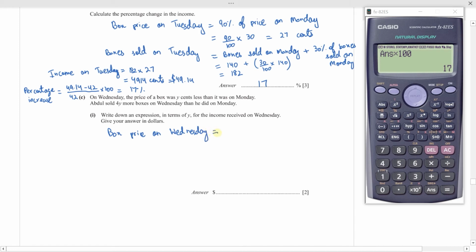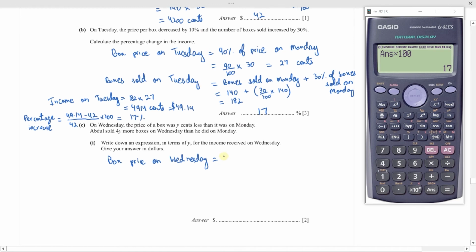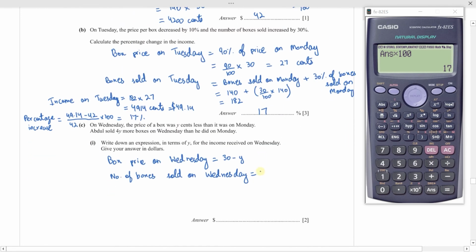So box price on Wednesday, we are told that the price of the box was Y cents less than it was on Monday. So on Monday it was 30 cents. So on Wednesday it is Y cents less, so 30 minus Y. And the number of boxes sold on Wednesday will be 4Y more boxes than he sold on Monday. So on Monday he sold 140. So on Wednesday it is 4Y more, so 140 plus 4Y.